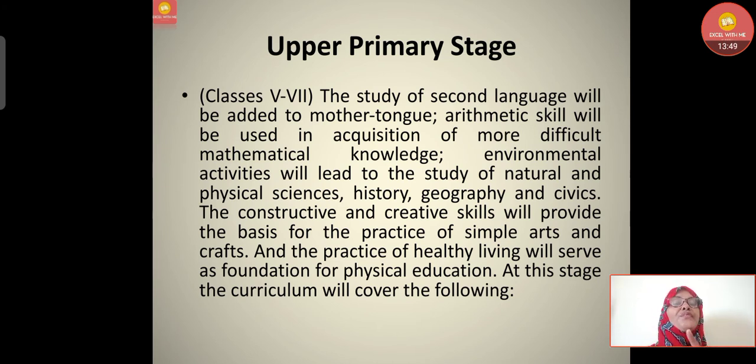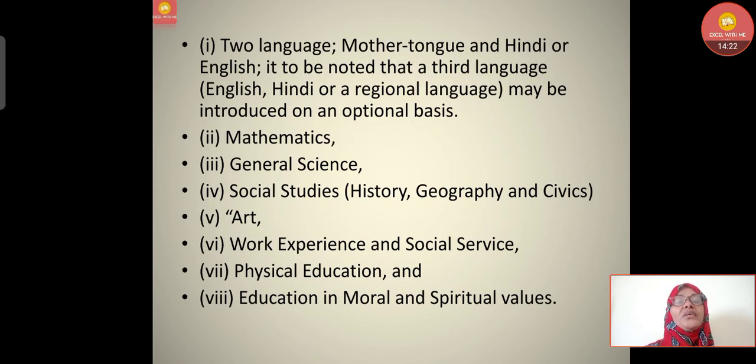So from class 5th to 7th, that is upper primary stage, the study of second language will be added to them. That may be Hindi or any other language. First their mother tongue will be there, and the second language will be whichever they choose, that is Hindi majorly. Then arithmetic skills and environmental studies, and also here physical sciences will be added, and then history, geography and civics will be there for them. Let's see what all should be there.